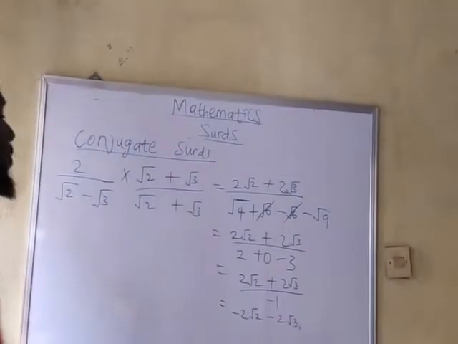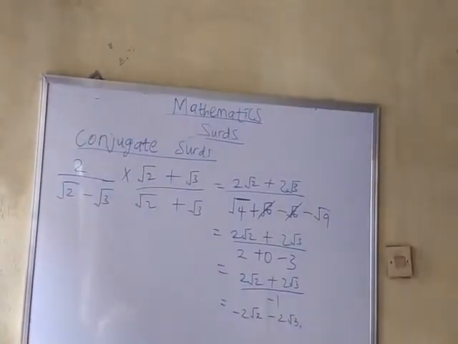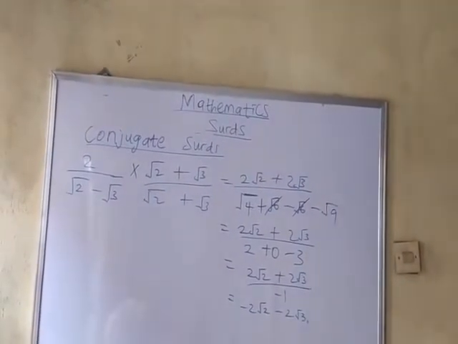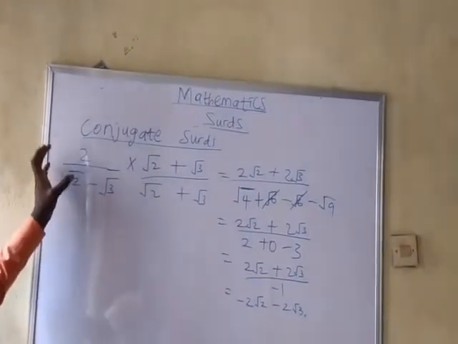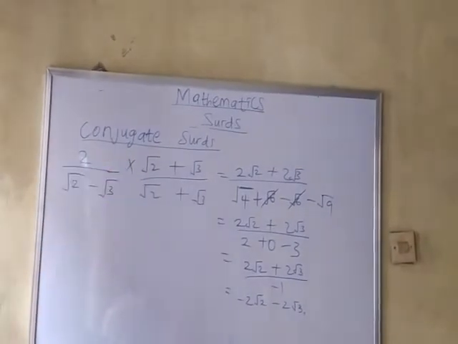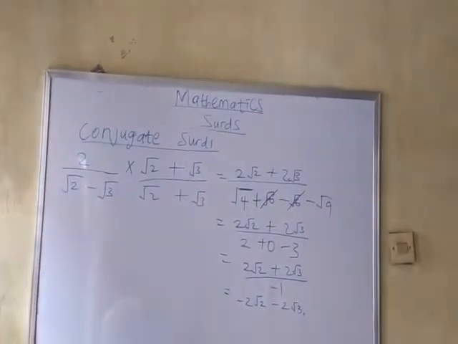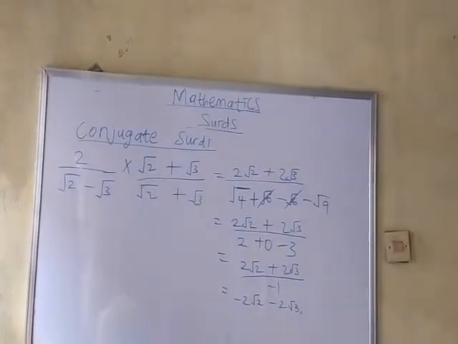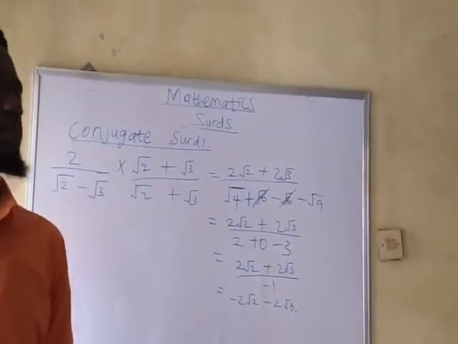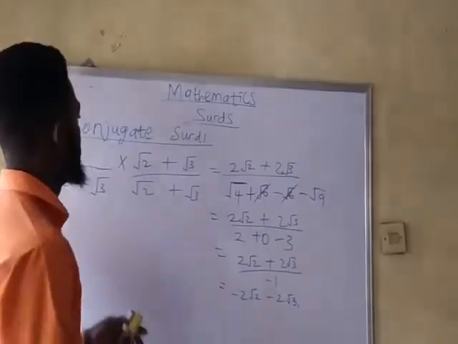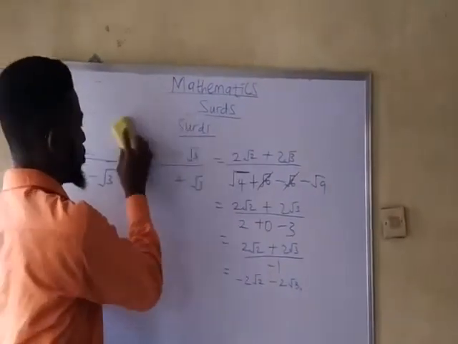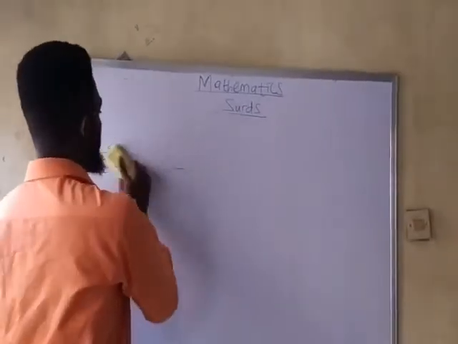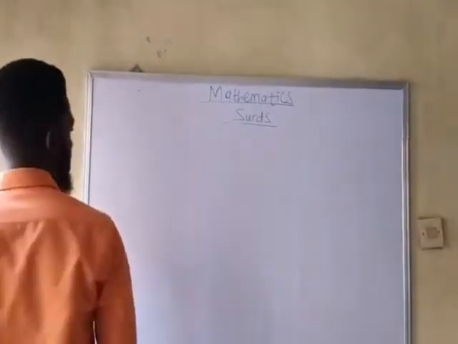So you have seen that by multiplying up and down by its conjugate, we have been able to simplify this complex surd and arrive at this point. Okay, so I'd like to take an example on surds, and then from there we can conclude everything regarding surds.